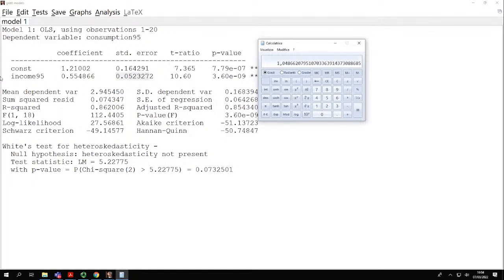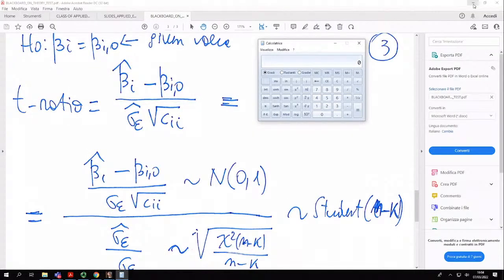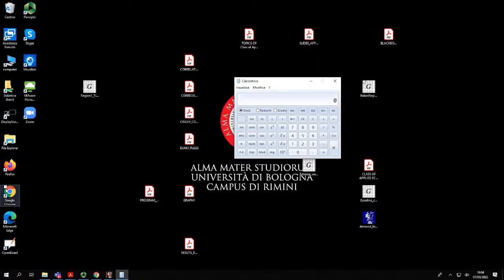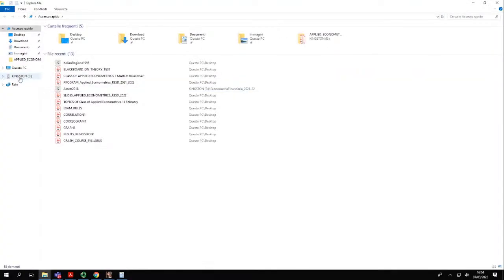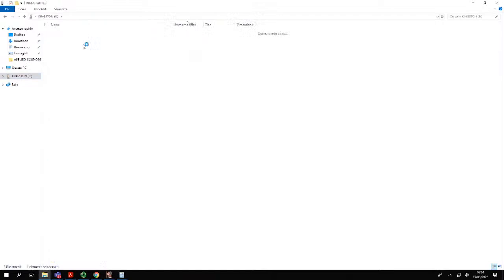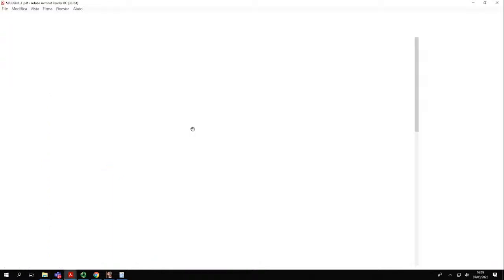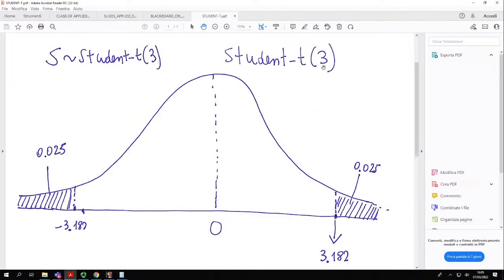Even in the 90s, I don't need to look at the table if the t-ratio is 1.04, because I know that number. Let me show you the graph of the Student t distribution. I take it from my pen drive. I don't need the table because in this graph, it is a Student t with 3 degrees of freedom, but 1.04 is something which is here. It's not in the tails.